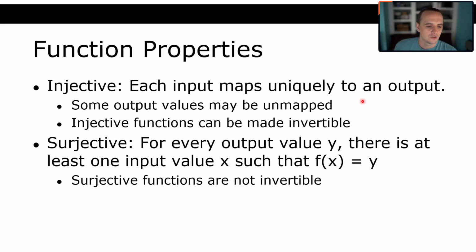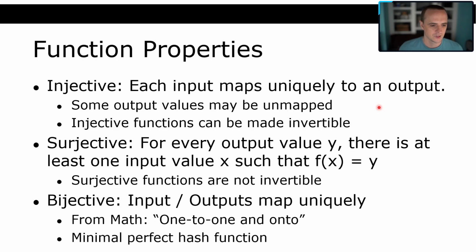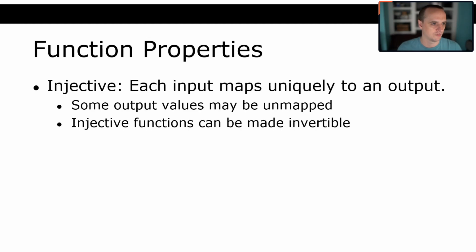Surjective. So surjective means that for every possible output value y, there is at least one input value x such that f of x equals y, all right? So in general, surjective functions are not invertible. And we'll talk about why that is when I get to an example. So this isn't correct. Most surjective functions are not invertible.